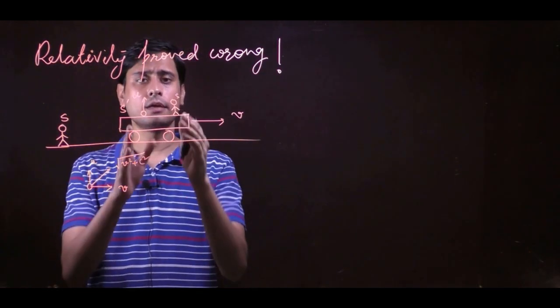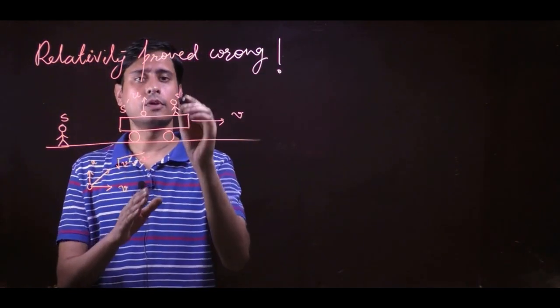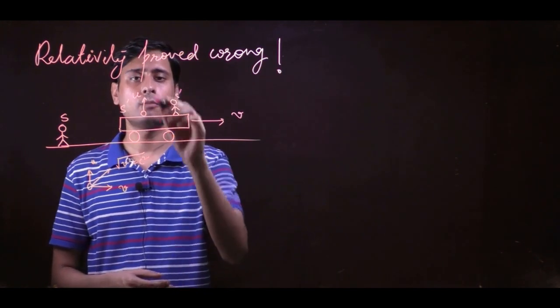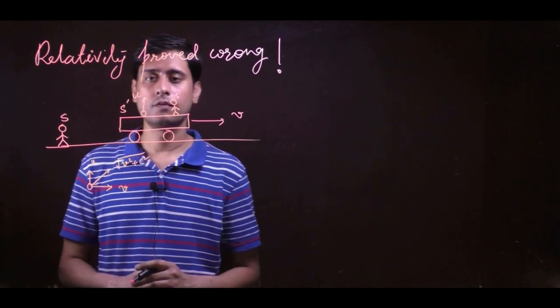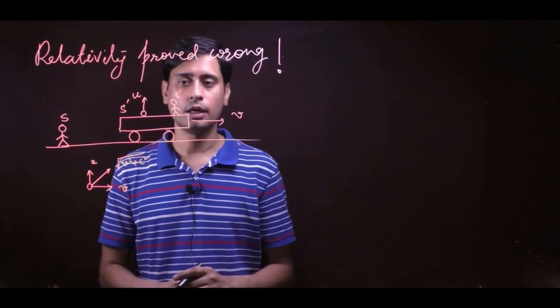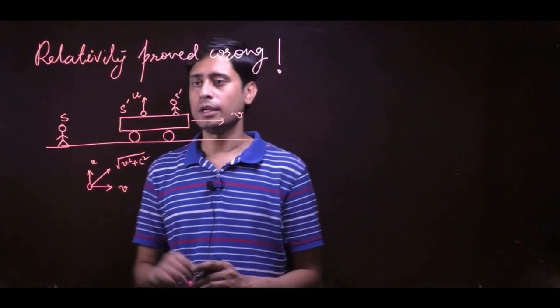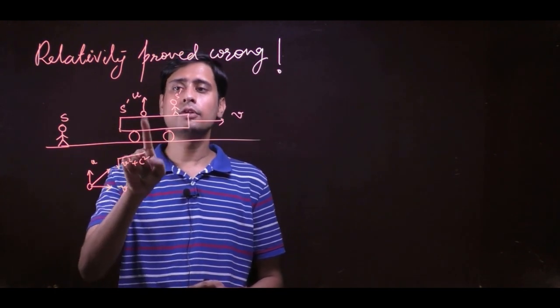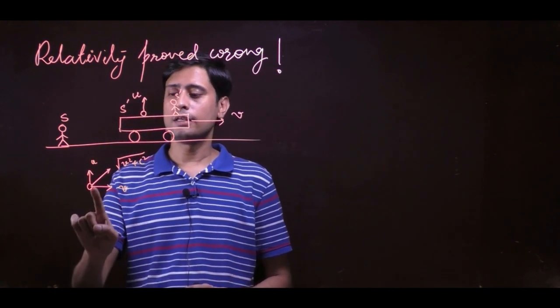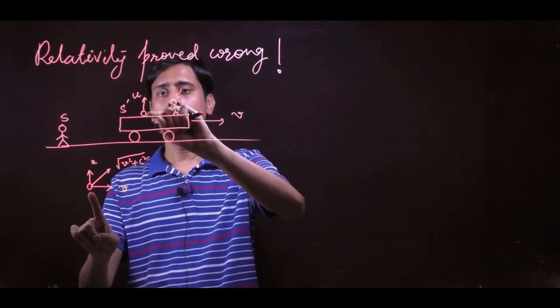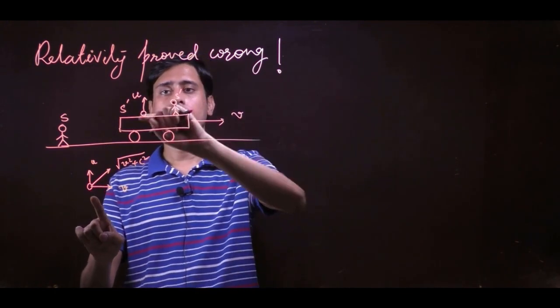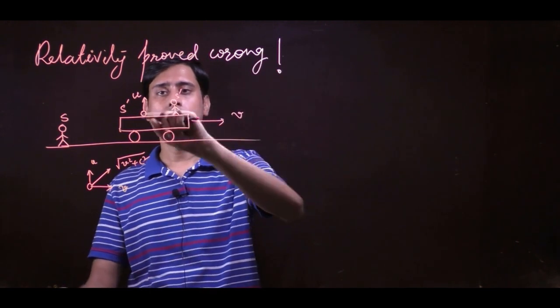And for the S prime observer, he will say that the ball is only having the velocity u in the upward direction. So he will see that the ball is going in the upward direction, while S will see that the ball is going with a different kind of velocity. It is at some angle.